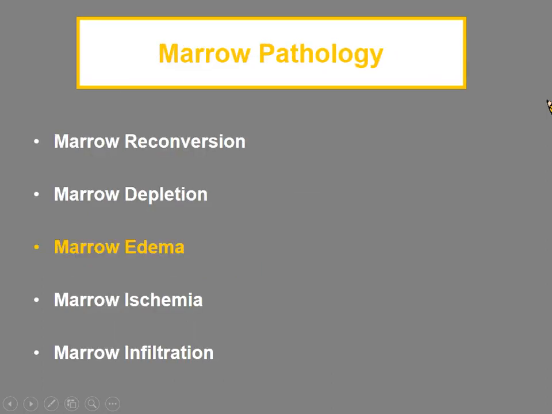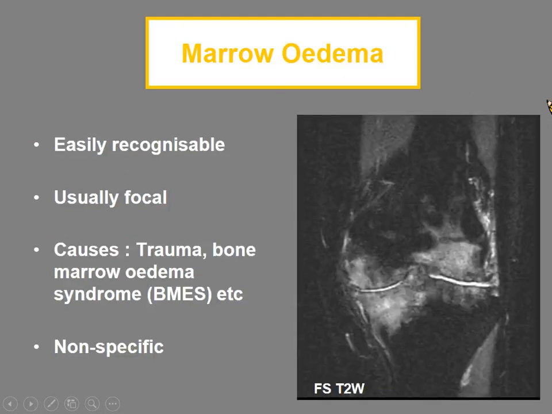Now, marrow edema is something that you are all probably very well familiar with. And in contrast to the previous two groups of marrow disorders, this tends to be more focal. There are many causes, the most common of which is due to trauma. And classically, when it is due to trauma, it tends to involve opposing ends of the joint, and it tends to have ill-defined margins like so.